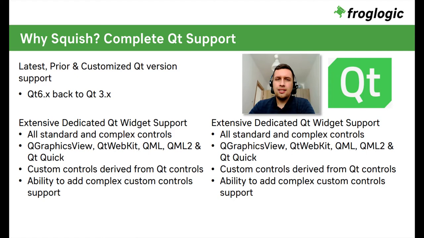Squish features dedicated support for GUI test automation of all Qt widgets, QML, and Qt Quick controls. You can even automate interactions with embedded web content if it's implemented using Qt WebKit or Qt WebEngine. We support testing the Qt toolkit up to the recently released Qt 6. We provide support for new Qt versions as soon as they are released. With Squish, we have access to all object properties, methods, and signals emitted by widgets.